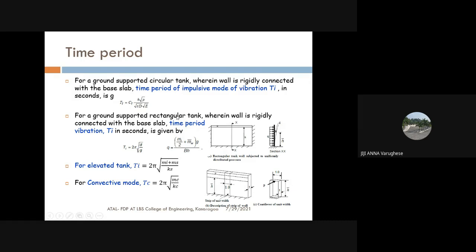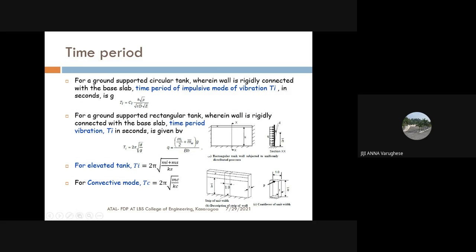And if it is a rectangular water tank, you can use a simplified equation for the impulsive time period, which is 2 pi into root of d by g, where d is the deflection of the side wall when it is loaded by a uniformly distributed load. And how to calculate the uniformly distributed load? We have to consider the impulsive weight, half of the impulsive weight plus the mass of one wall, and this weight should be divided by B into H to get the uniformly distributed pressure.